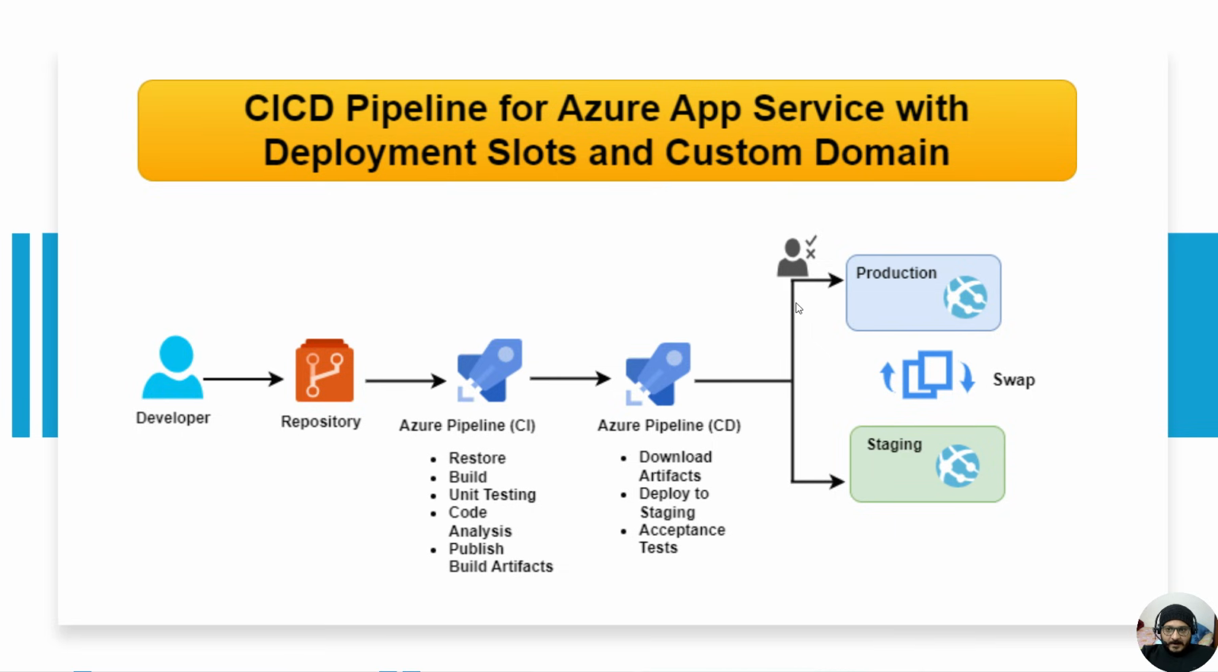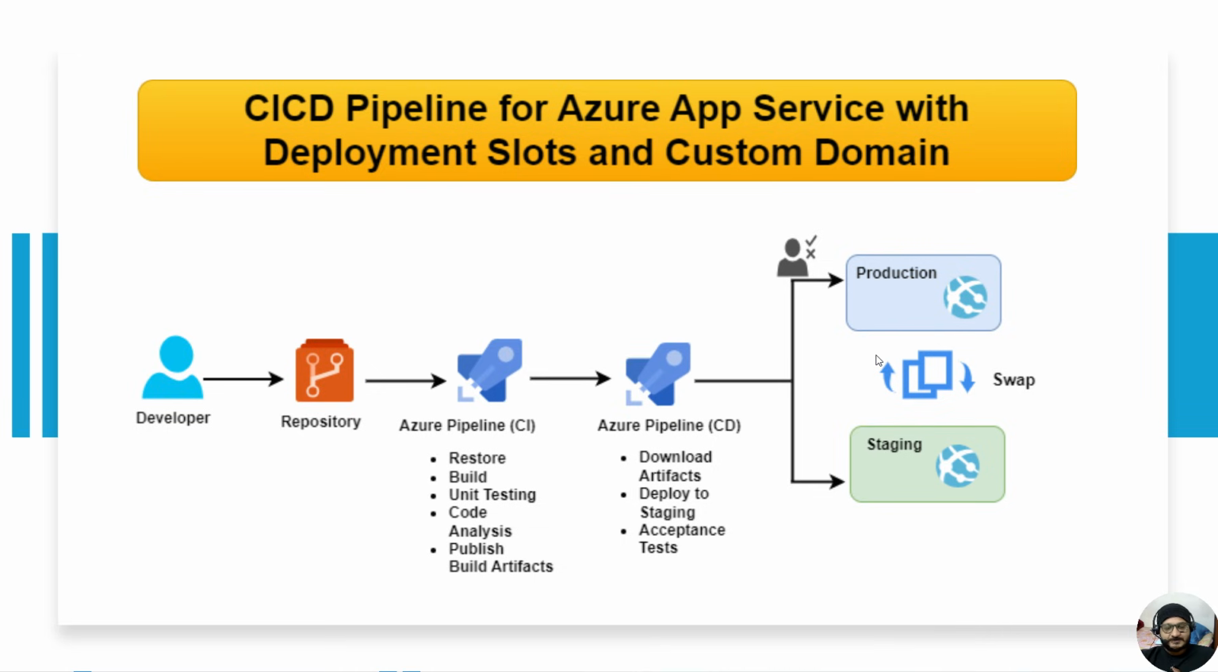And then after the first time when we publish the build artifact on staging and swap to production, we will trigger a new pipeline again. So basically that will demonstrate how, in real time, any company or organization uses these deployment slot features.